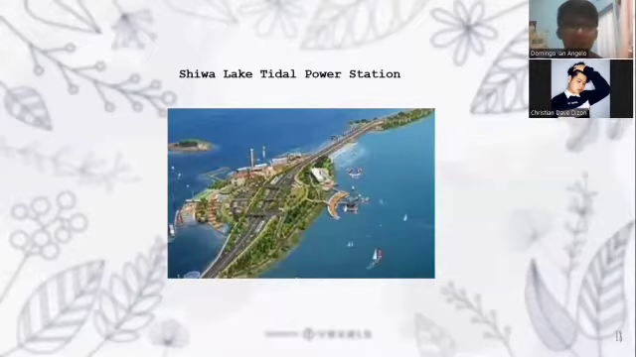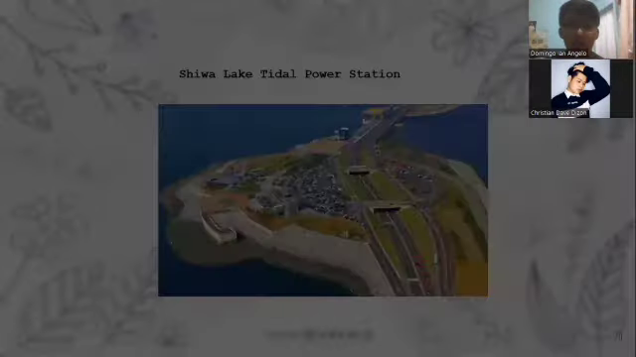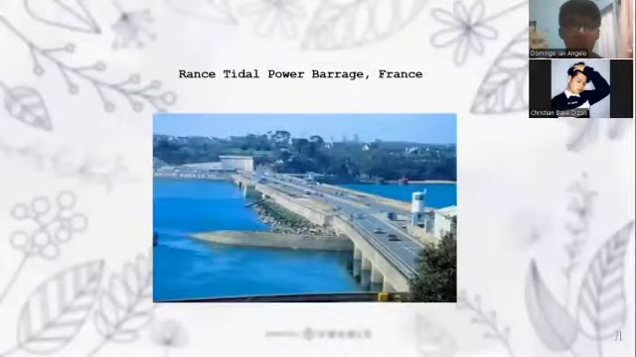And ito pa yung example, yung Siwa Lake Tidal Power Station. Imagine nyo lang, napakalaki nung power station nila. Ayan. Siwa Lake Tidal Power Station. Parang isang subdivision na siya sa laki. Ayan. Ito pa yung isa kanina, yung Rance Tidal Power Barrage in France.